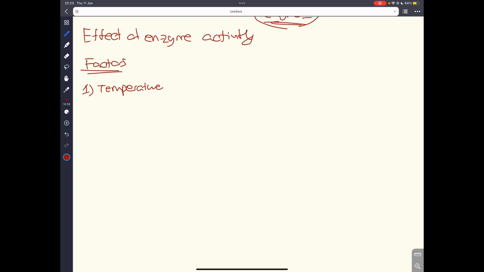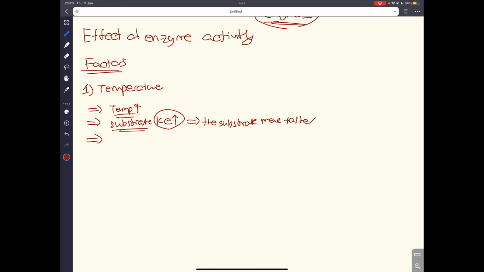Now how does temperature affect the enzyme? Well, if temperature is increased, you know that the substrate molecule's kinetic energy will increase. When kinetic energy increases, the substrate moves faster. And when temperature increases, it is not only the substrate which gains more kinetic energy, it is also the enzyme. So enzyme and substrate both gain kinetic energy.